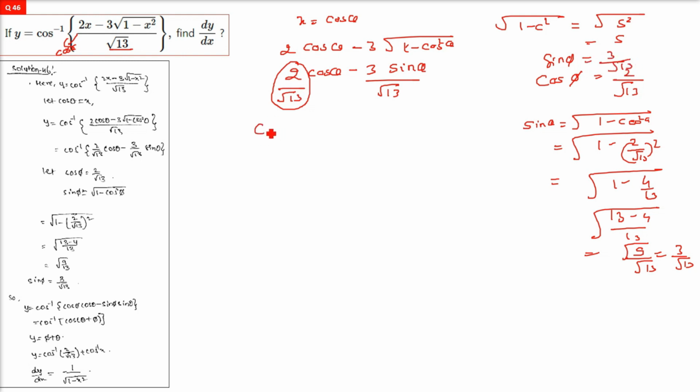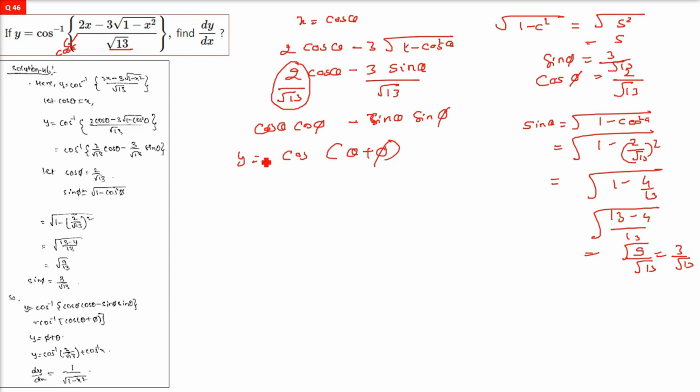Alright. So this is cos theta, 2 by under root 13 we have taken as cos phi, minus sin theta, and 3 by under root 13 is sin phi. So cos A cos B minus sin A sin B. What is cos A cos B minus sin A sin B? It is going to be cos A plus B. Well, we know that. So it is going to be cos theta plus phi.